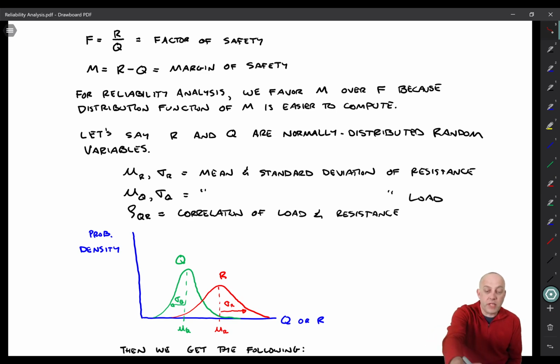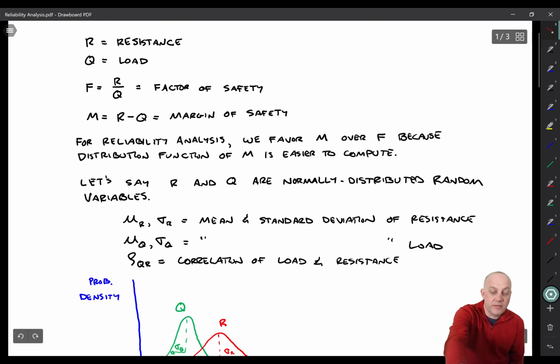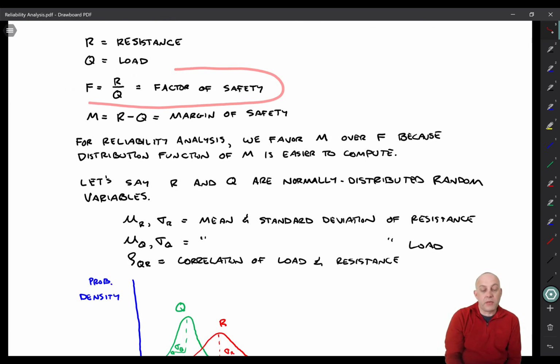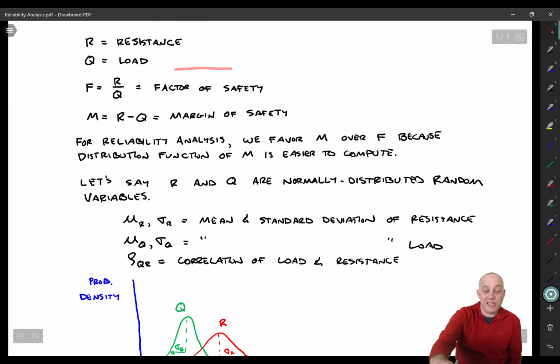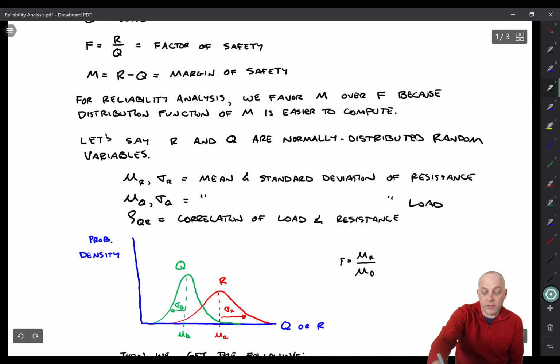Okay, so we have now defined standard deviation of resistance and mean of resistance, and then mean and standard deviation of the load also. And technically up here, the factor of safety, if R and Q are random variables, we would need to compute the factor of safety as the mean of resistance divided by the mean of Q. So we have a new definition now that we're treating them as random variables. Mean of resistance over the mean value of load, right?